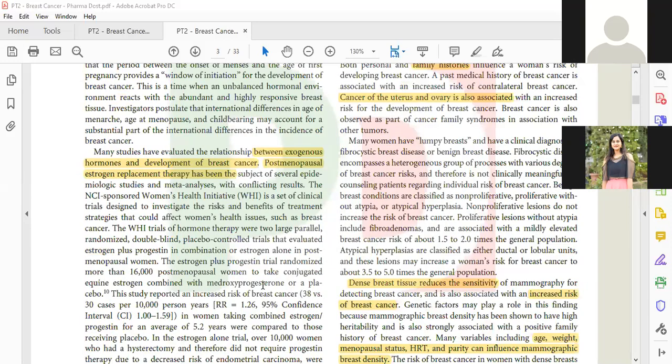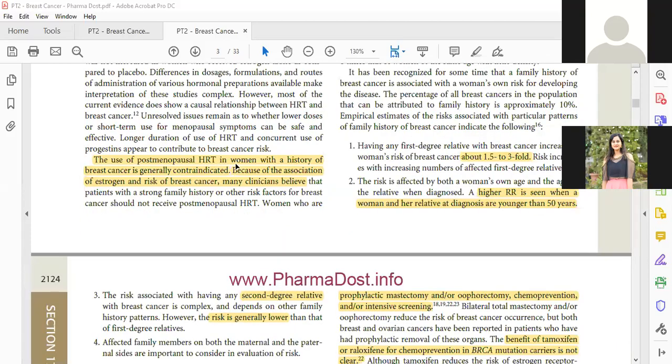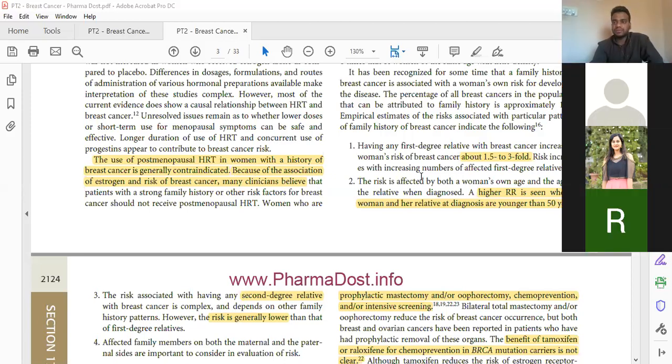And as I was talking about hormone replacement therapy, that is nothing but exogenous hormone. Many studies have evaluated the relationship between hormone replacement therapy and development of breast cancer, and they have found some positive evidence supporting that. The use of postmenopausal hormone replacement therapy in women with a history of breast cancer is generally contraindicated. So if the physician is thinking of using HRT in a woman who has a history of breast cancer, that's not the correct way to go with the treatment.